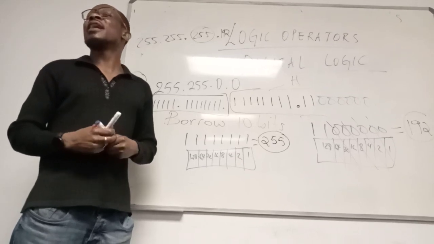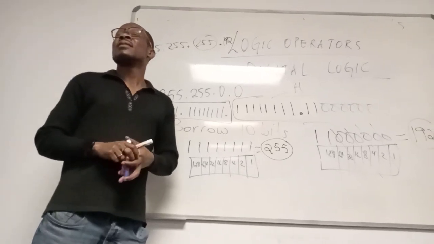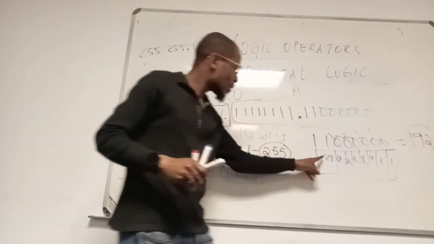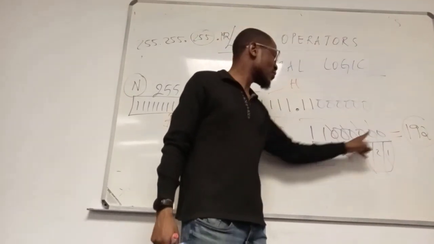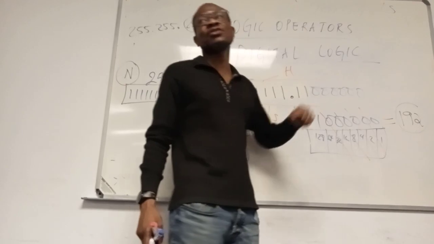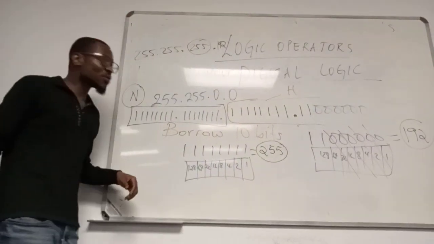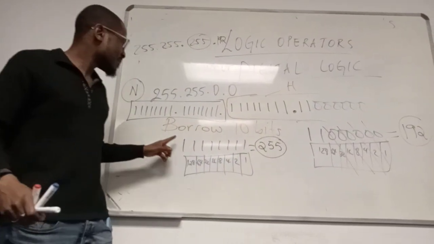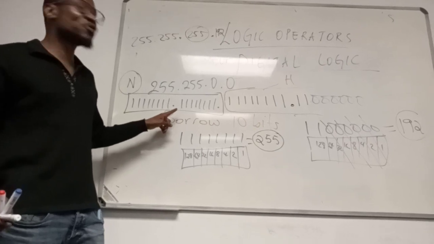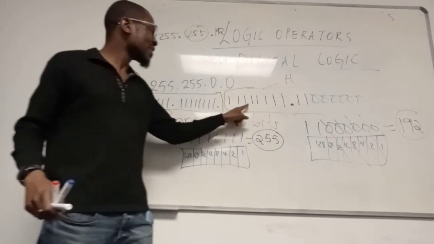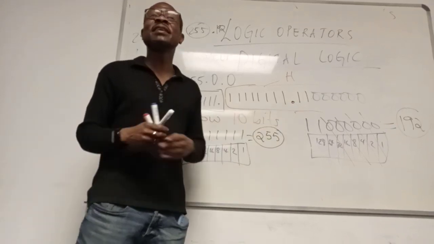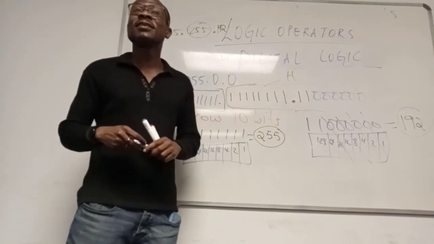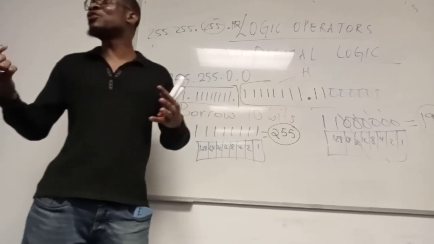192. Yes? 128 plus 64, it's 192. So you see that the new subnet is going to be what? How many bits for the network? 16 plus 8 is 24. Plus 2, that's going to be 26. So 26 for the network.